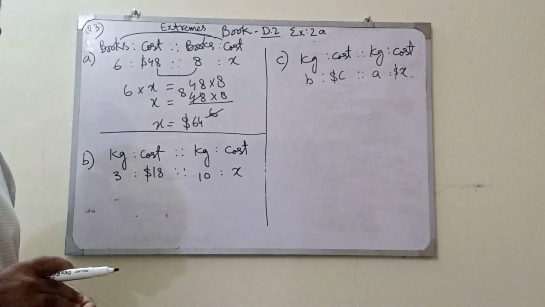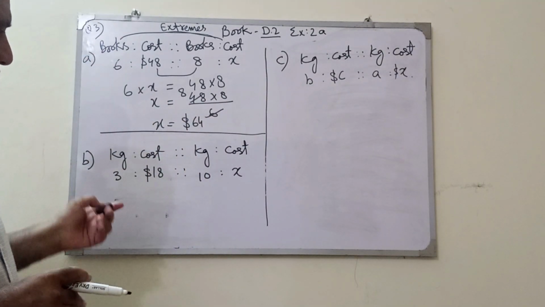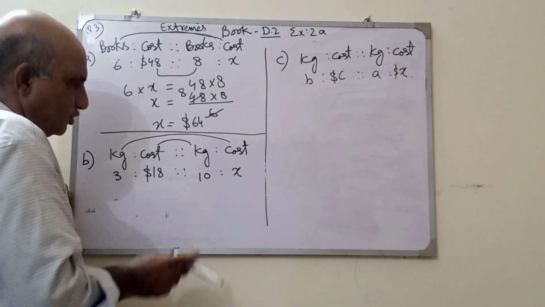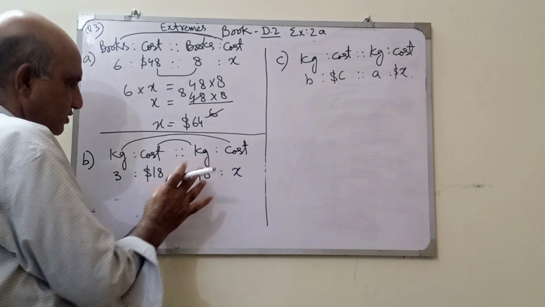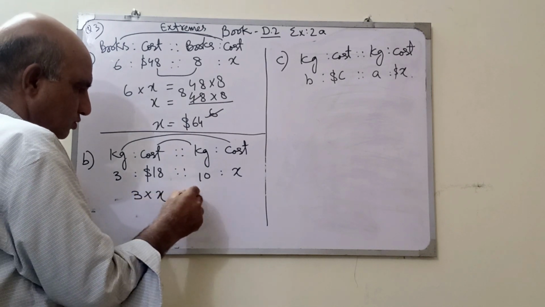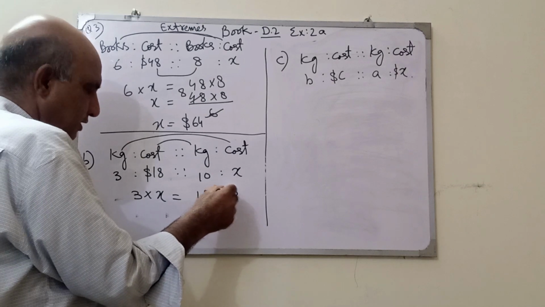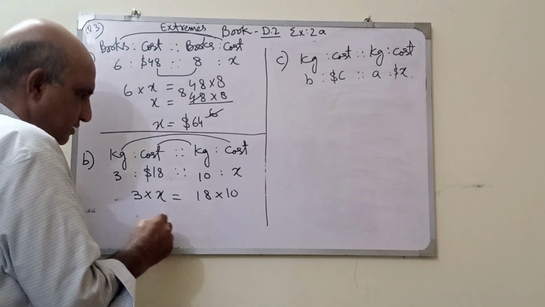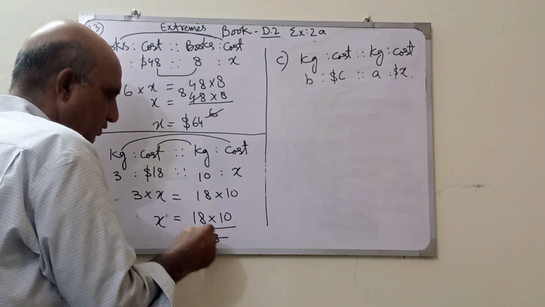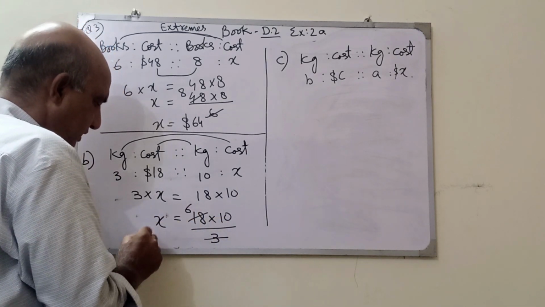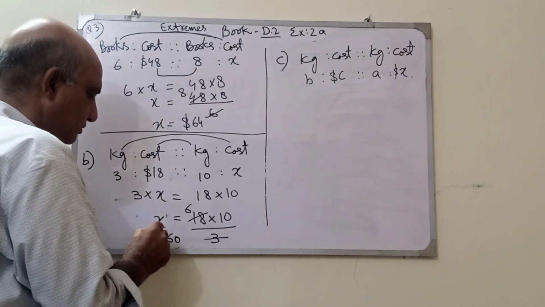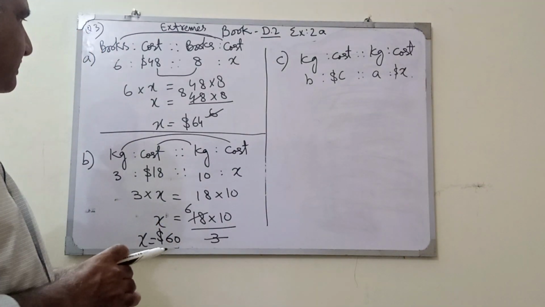64 is the cost of 8 books. Now here again we apply the same formula: product of means is equal to product of extremes. We write it here: 3 into x is equal to 18 into 10. We are going to find the value of x. So x is equal to 18 into 10 over 3. 3 sixes are 18, so x is equal to 6 tens are $60, which is the cost of 10 kg of sugar.